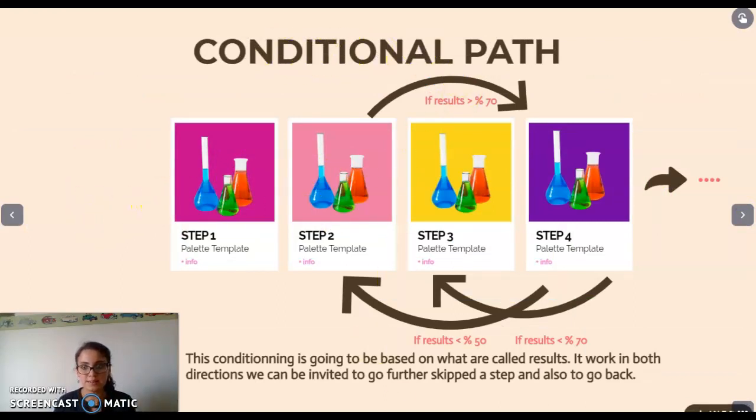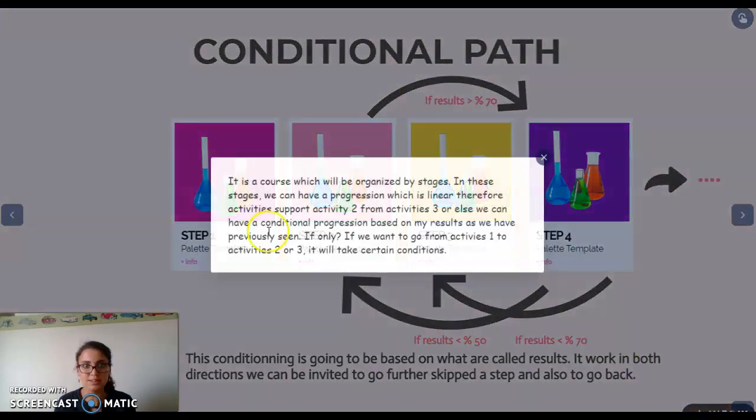I can say it's conditional. It means it's a course which will be organized by stage. In this stage, we can have a progression which is linear, like a first path through activities, or else we can have a conditional progression based on our results, as we have previously seen.